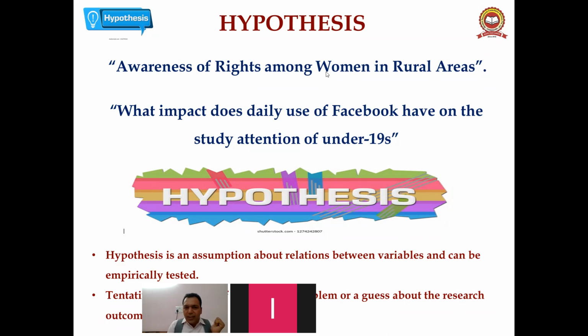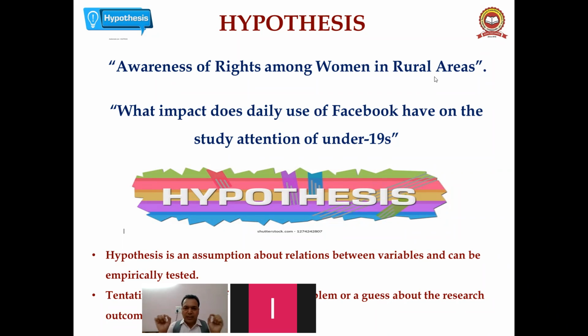Now tell me, in this topic, awareness of rights among women in rural areas, what is the dependent variable and what is the independent variable? Here, the dependent variable is women in the rural areas because they are dependent upon the rights, whether they have the rights, whether they are aware of rights or not, right? So here are two variables in this study. We are looking that one is dependent and one is independent. So that means we can make the hypothesis of this research topic, right?